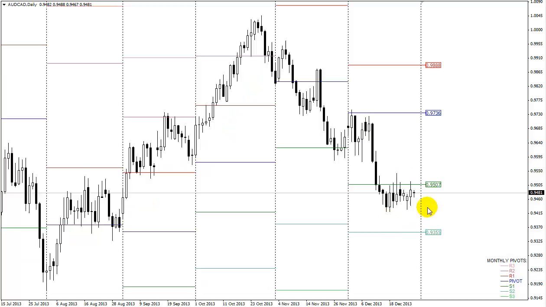Also we can see here that the market has broken below the monthly pivot support 1, this green line here, and is failing to break above it again, right? So we can have here many shadows. Market is fighting but cannot break above this line. So in fact this is some sort of bearish signal on the market.